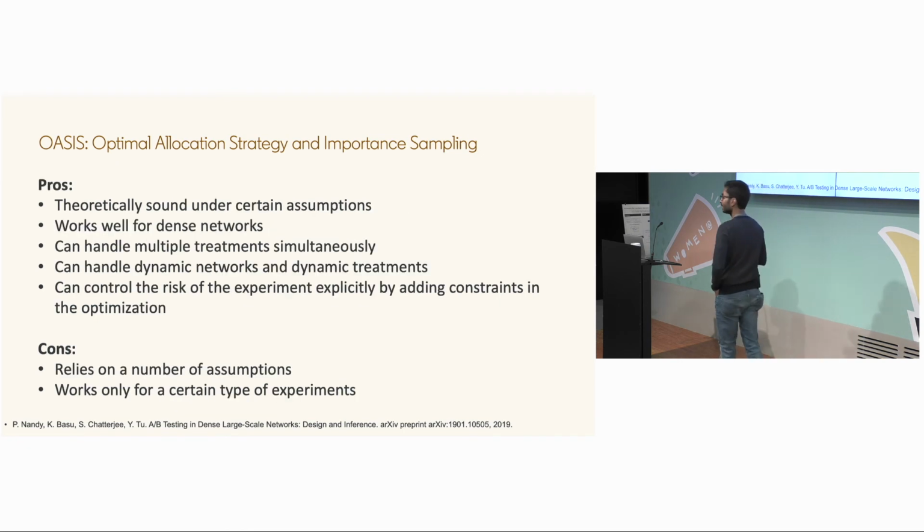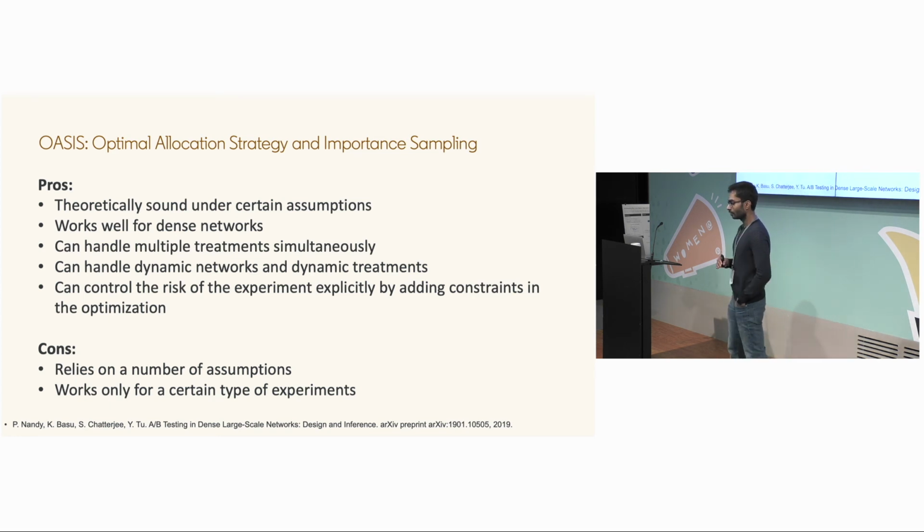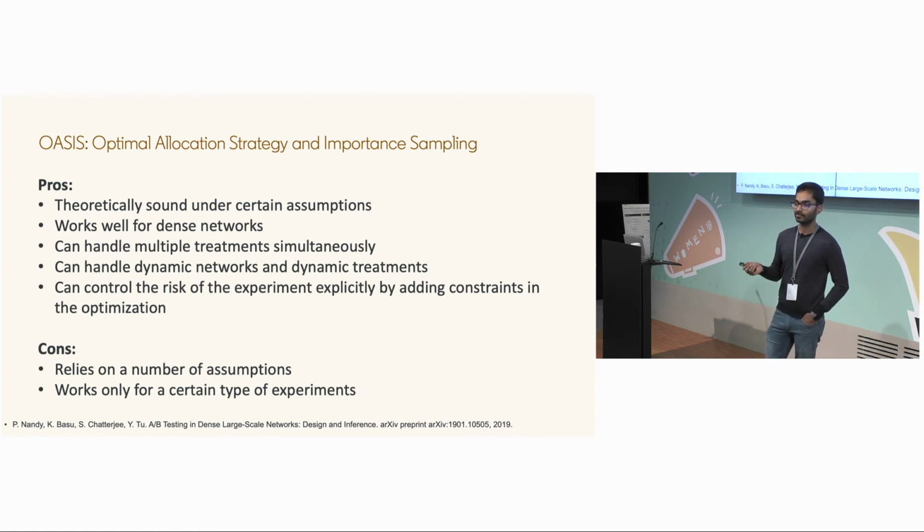And yeah, so in summary, we have an alternative method for doing network A/B testing, but that works under certain assumptions, and it's also designed for a special type of experiments, but the main advantage is that you don't have to do any kind of graph clustering, so it works well for dense network.